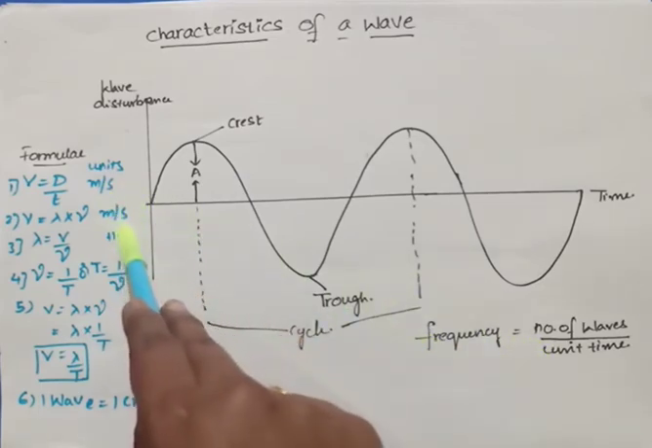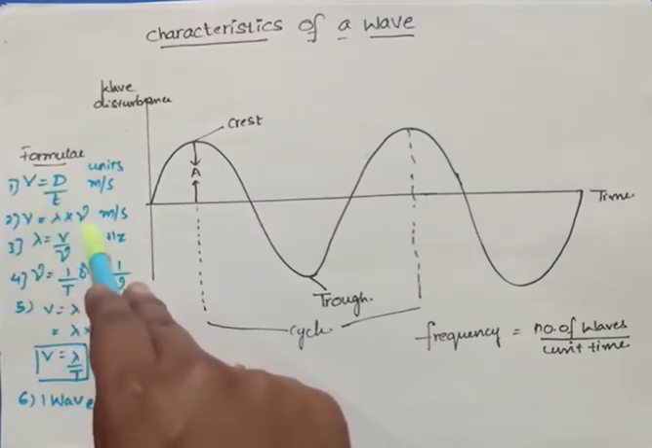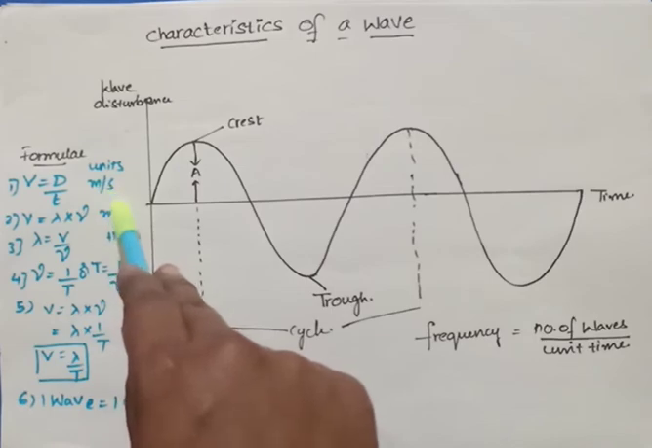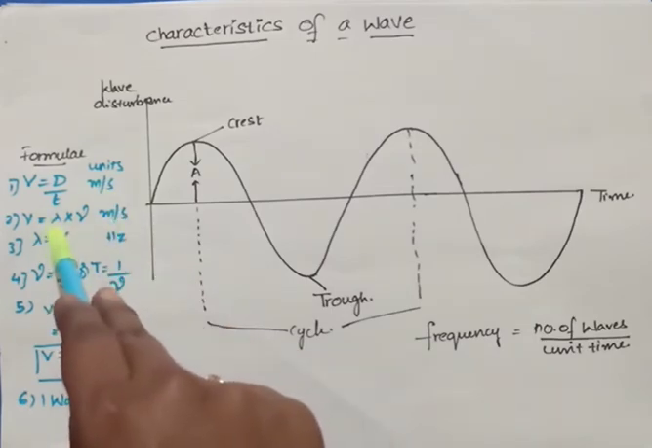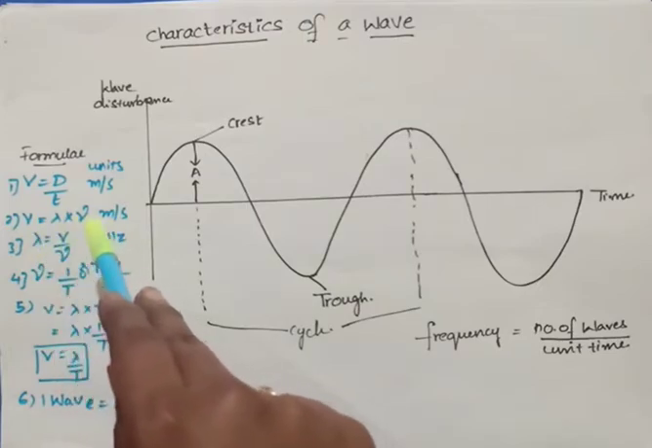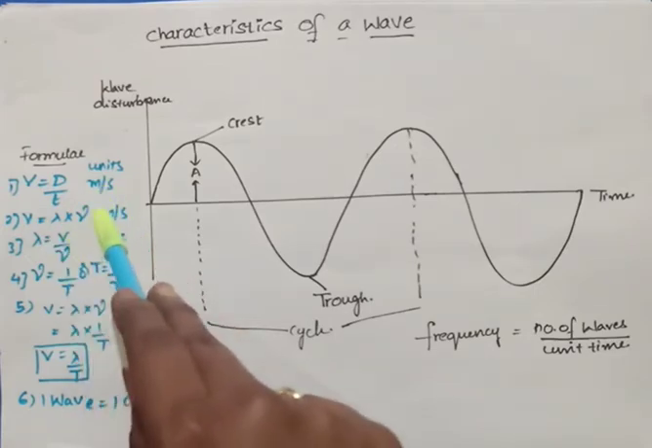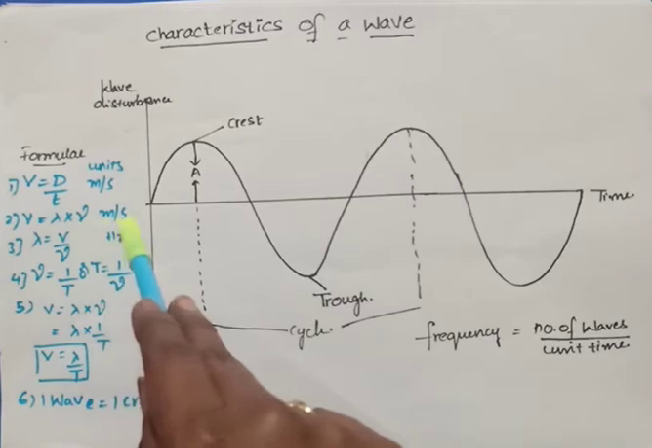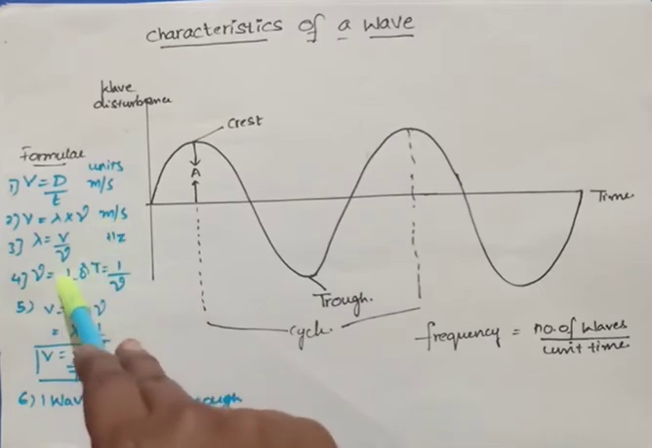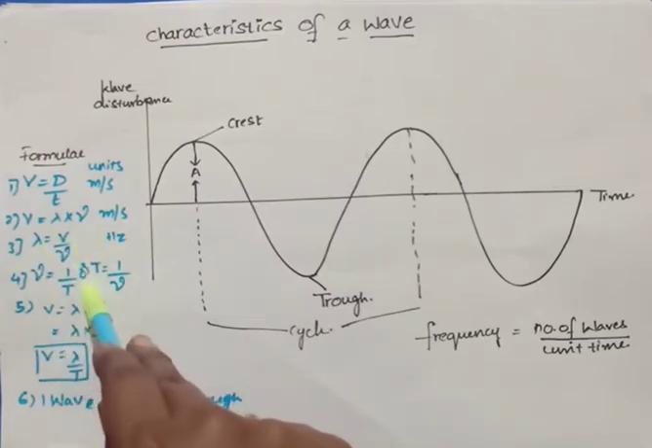Coming to the formulas, we have velocity is equal to distance by time. The units are meters per second. And speed or velocity is equal to wavelength into frequency. Frequency is represented by the symbol nu, and the unit of velocity or speed is meters per second. Next we have lambda, which is wavelength. The symbol of lambda is this, which is equal to V by nu.